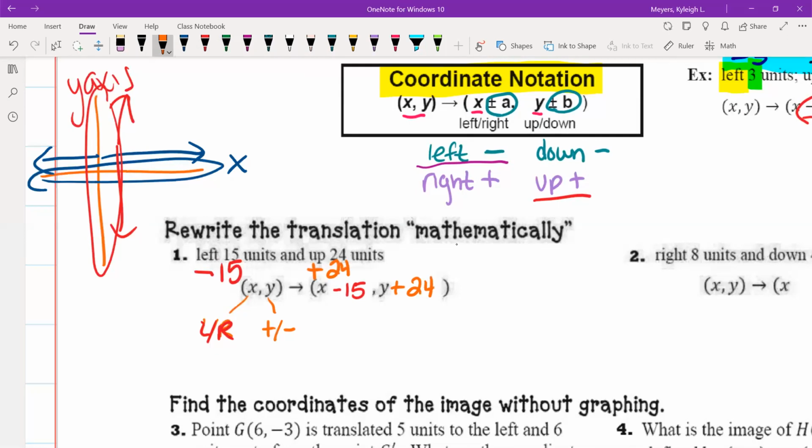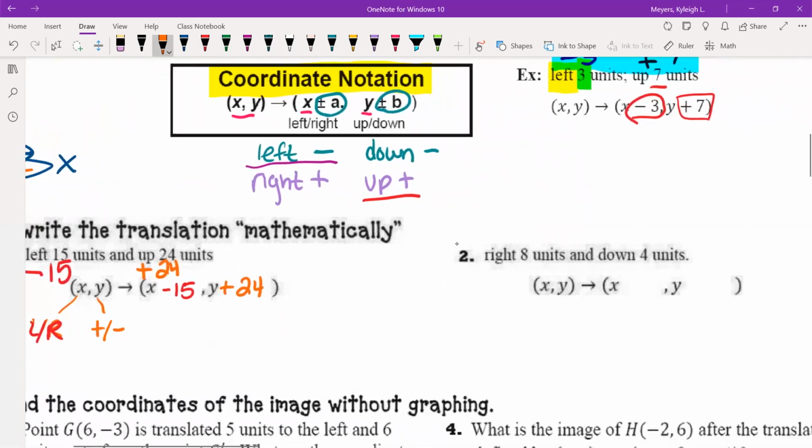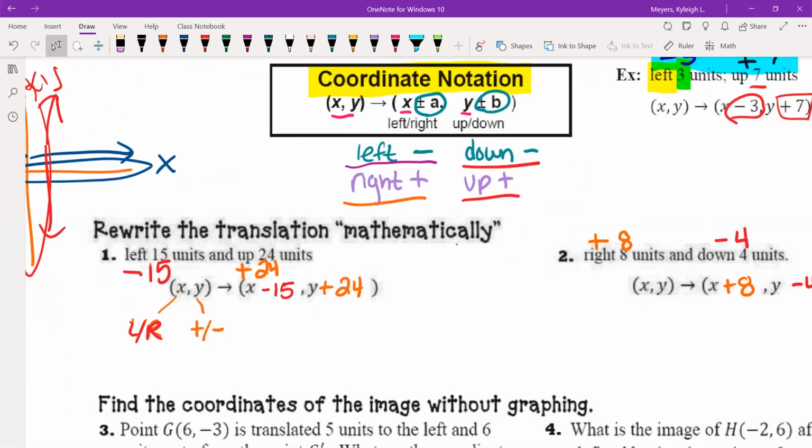All right, so we're going to do that again. So right tells me to add 8, and down tells me to subtract 4, and left and right is my x. So my plus 8 should be with my x. My minus 4 should be with my y. So that's how we rewrite the translation mathematically using coordinate notation.